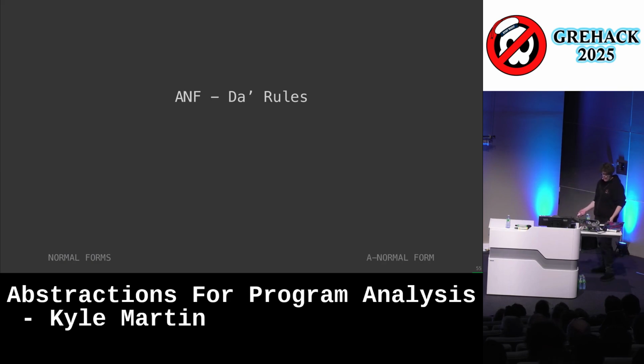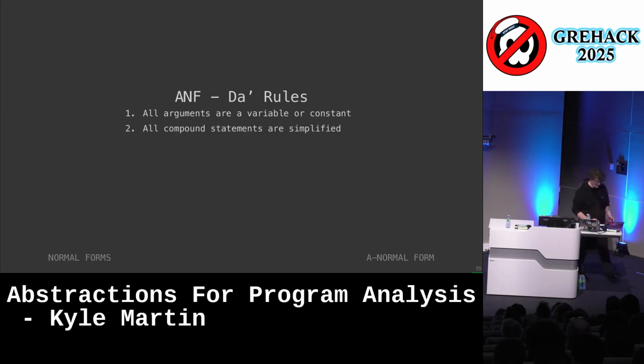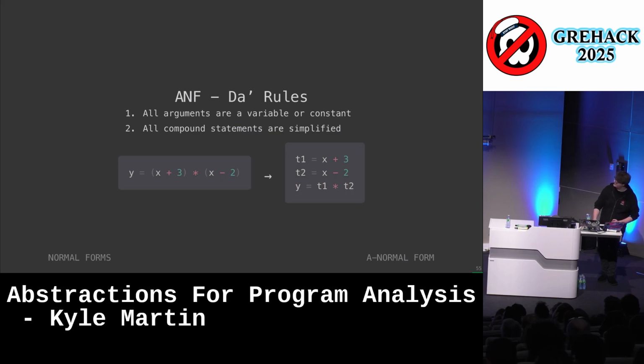There are rules for these forms. This one is called a normal form. There are different types of normal forms. There's also conjunctive normal form, disjunctive normal form, a whole bunch of other ones. But the one that most of our program analysis frameworks use is going to be a normal form. And in a normal form, all arguments are a variable or a constant, and all compound statements have been simplified. And this is what it looks like.